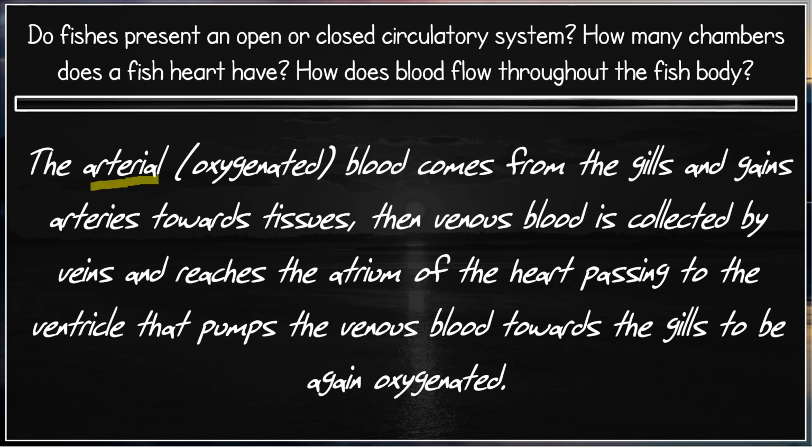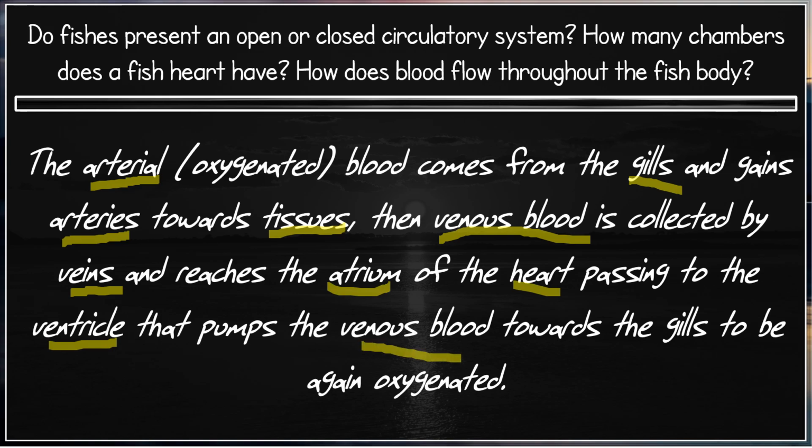In the atrium, the oxygenated blood comes from the gills and goes through arteries towards tissues. Then venous blood is collected by the veins and reaches the atrium of the heart, passing to the ventricle that pumps the venous blood towards the gills to be oxygenated.